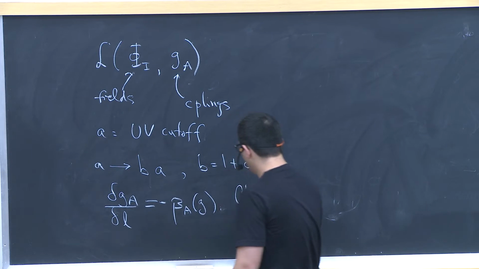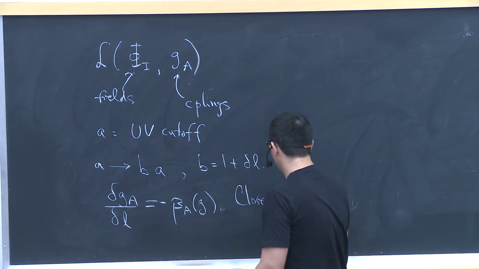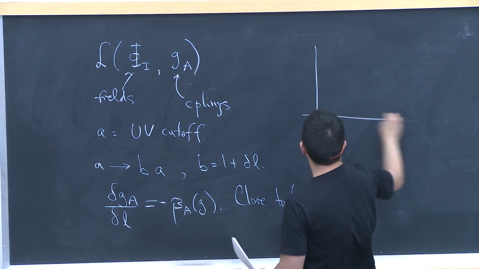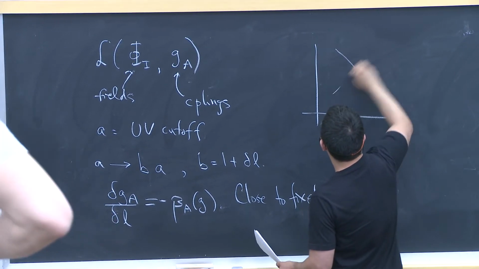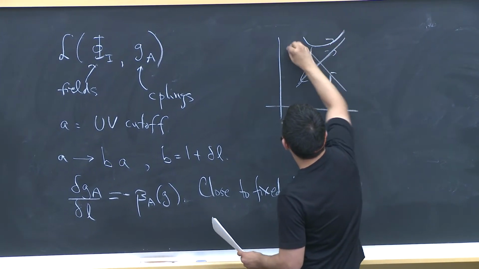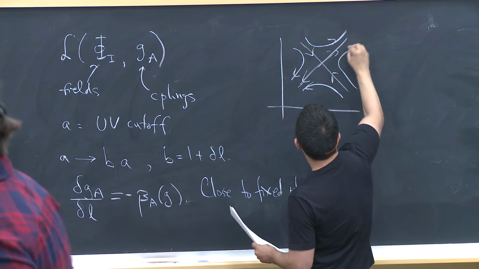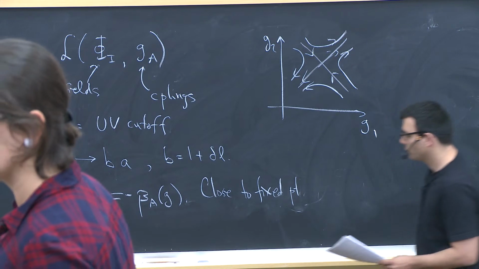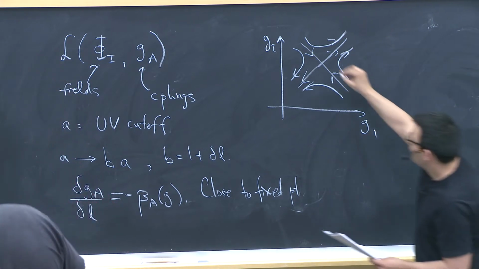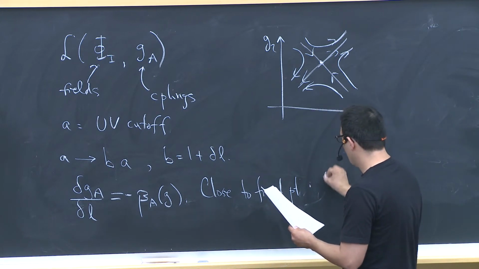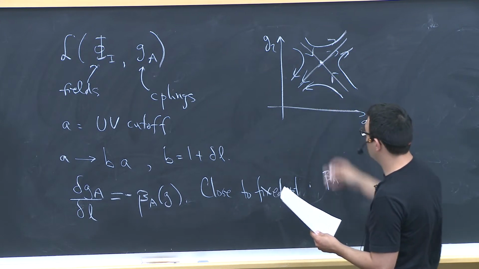And close to the fixed point, close to an RG fixed point, the picture that you should have in mind for an example is something like this. Suppose this is g2 and this is g1. And this is an RG fixed point. This is the thing that corresponds to a conformal field theory. And close to the fixed point, the beta function should vanish at the fixed point.